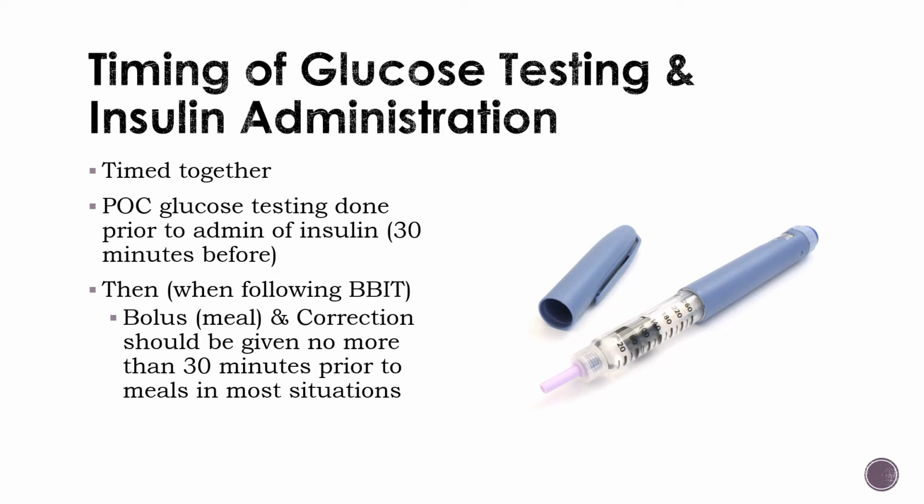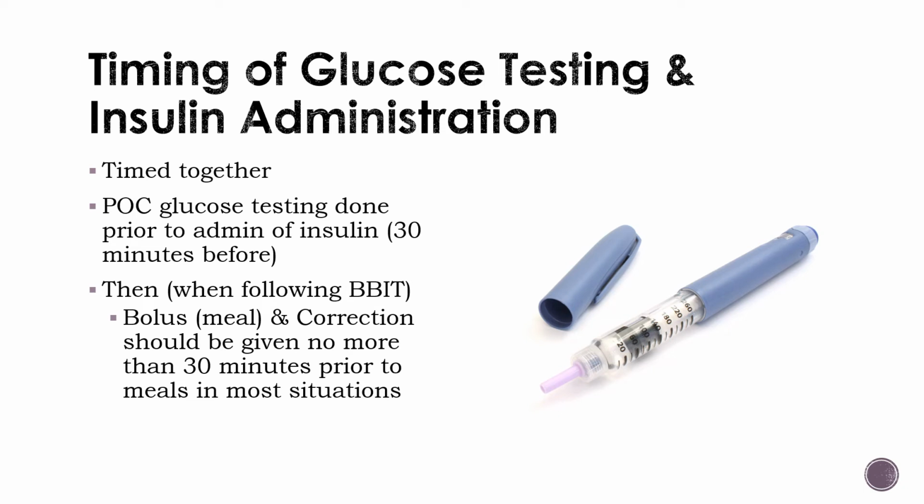So now that you have watched the BBIT video, let's discuss when to administer the insulin. Now we know the blood glucose levels and know different types of insulin. Now it is important to know when to administer and what the frequency is. Usually the physicians will order the frequency of the insulin. But it is important to remember that insulin should be administered within half an hour of the blood glucose testing. So the blood glucose testing and insulin administration are timed together.